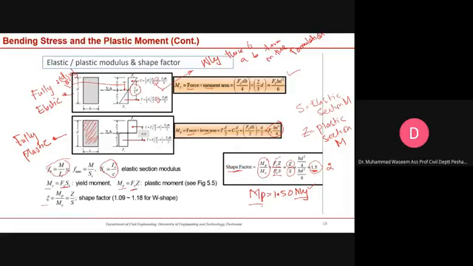In other words, you can say the plastic moment is 50% more than the yield moment for the rectangular cross section. Okay, so this is a doubly symmetric cross section. For the wide flange section, the shape factor is from 1.09 to 1.18. So the cross section is different, the shape factor is different.